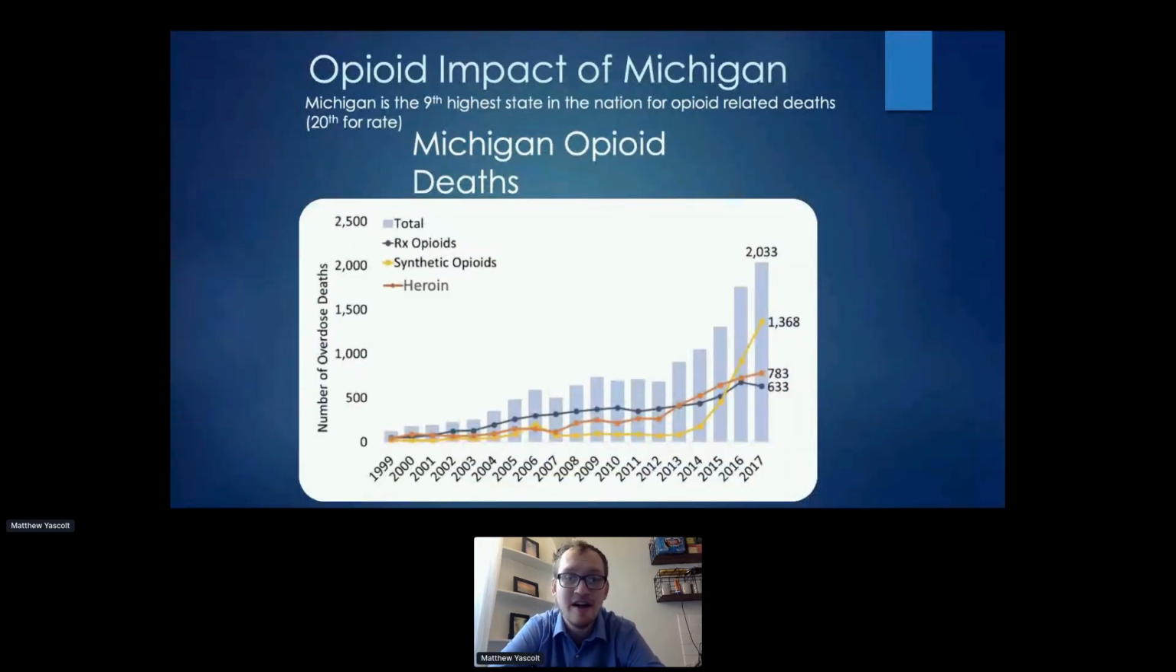If there's any slide that you should take a screenshot of or take your phone out and take a photo of, I would encourage it to be this one. Michigan is the 9th highest state in the nation for opioid-related deaths and 20th for the rate. And you can see historically from 1999 to 2017, this huge spike in overdose-related deaths here in Michigan.